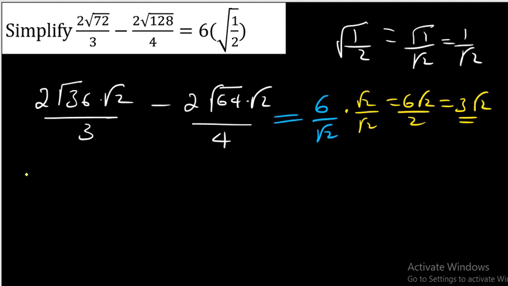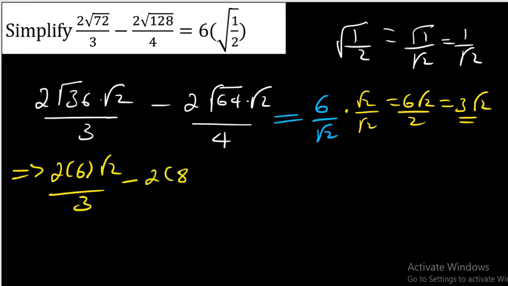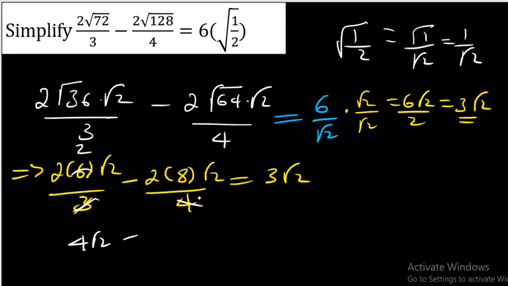Now this is equal to 2 times 6 radical 2 over 3, minus 2 times 8 radical 2 over 4, is equal to 3 radical 2. This I can cancel out by 3. This will be 2. 2 times 2 will be 4 radical 2, minus, here also I can cancel out 2 by 4. So again 4 radical 2, which is equal to 3 radical 2.